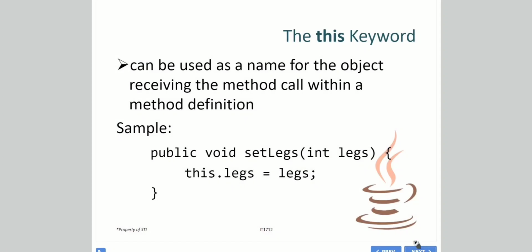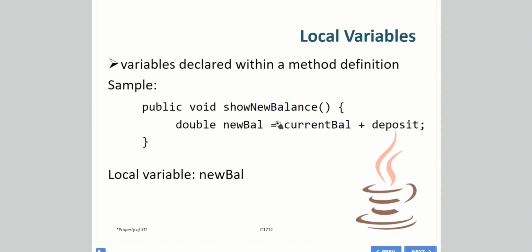And next, we have here the this keyword, which was mentioned earlier, which can be used as a name for the object receiving the method. So let's say this one. This is the keyword this.legs, so this object will receive the method. This one here is our method. This.legs will receive our method within this definition.